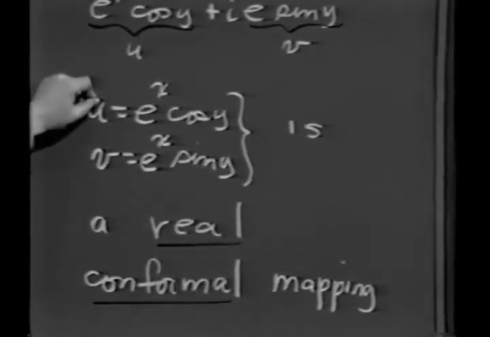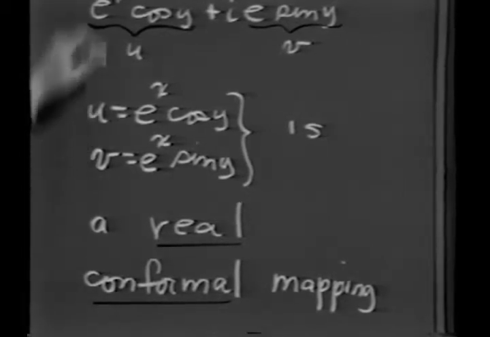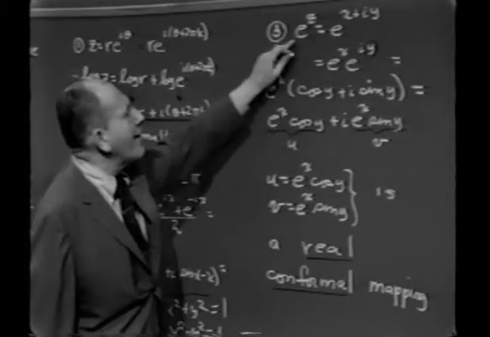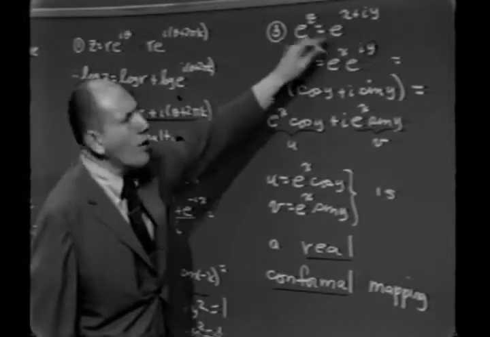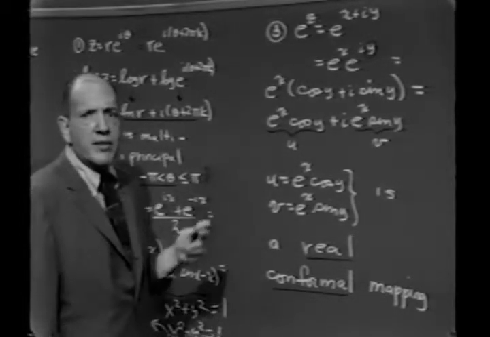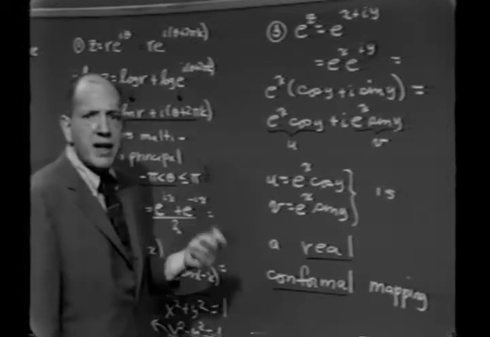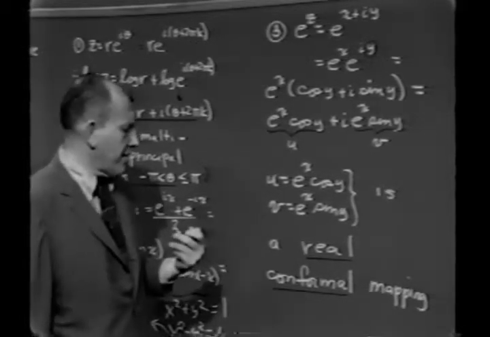Why? Because the real and the imaginary parts make up an analytic function. How do I know this function is analytic? Because its power series exists. And the fact that its power series exists means that all of the derivatives must exist.